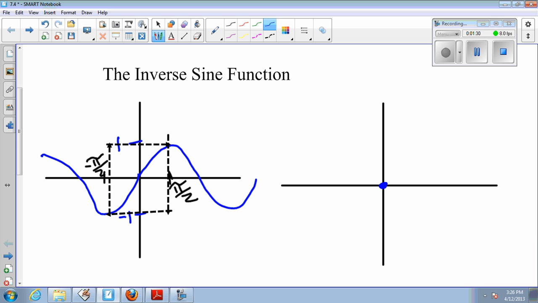So it still goes through 0, 0, but it goes on the x to 1 to -1, and on the y, pi/2 to -pi/2. So this is the graph of the inverse sine.